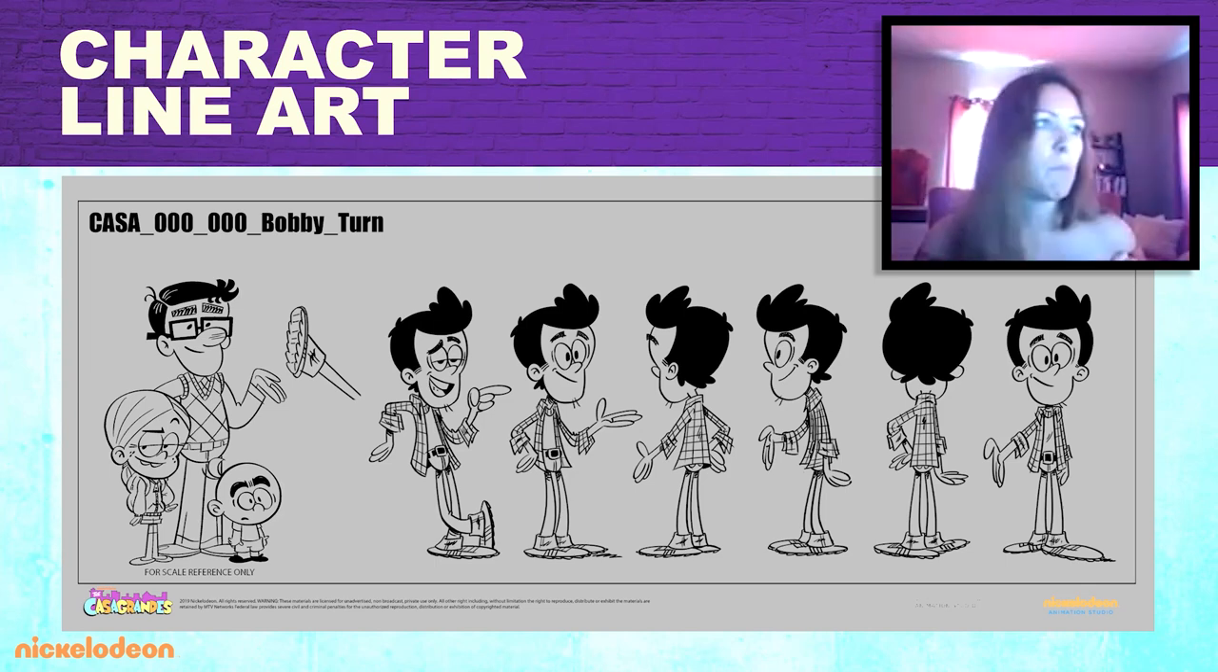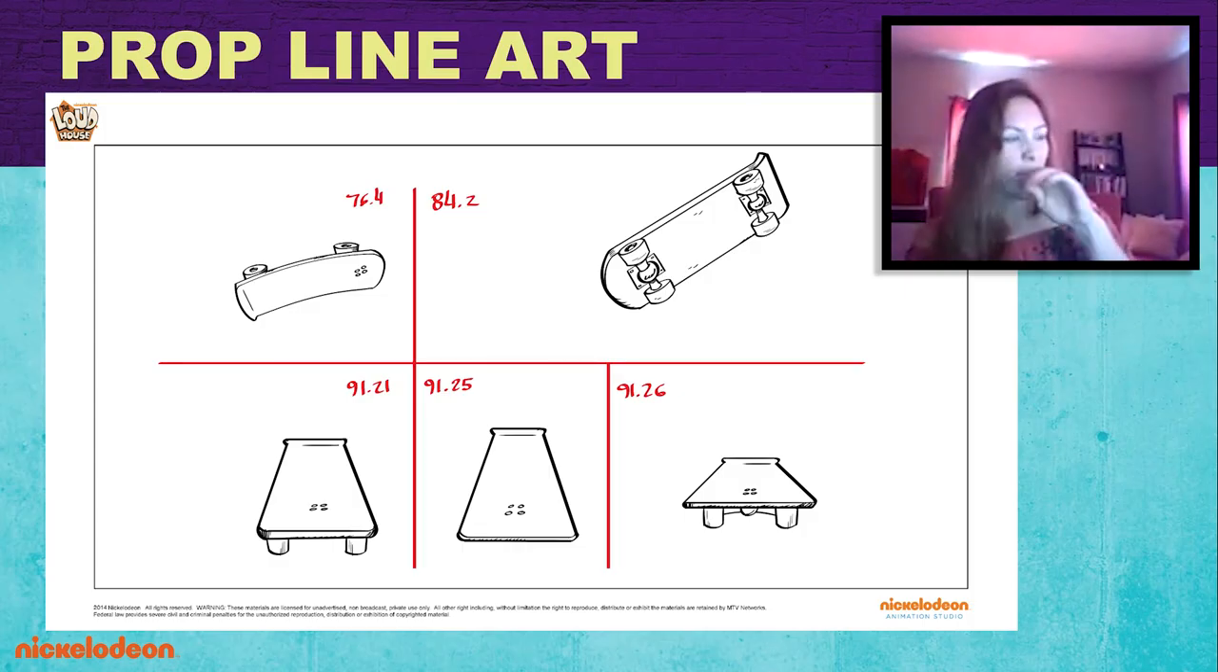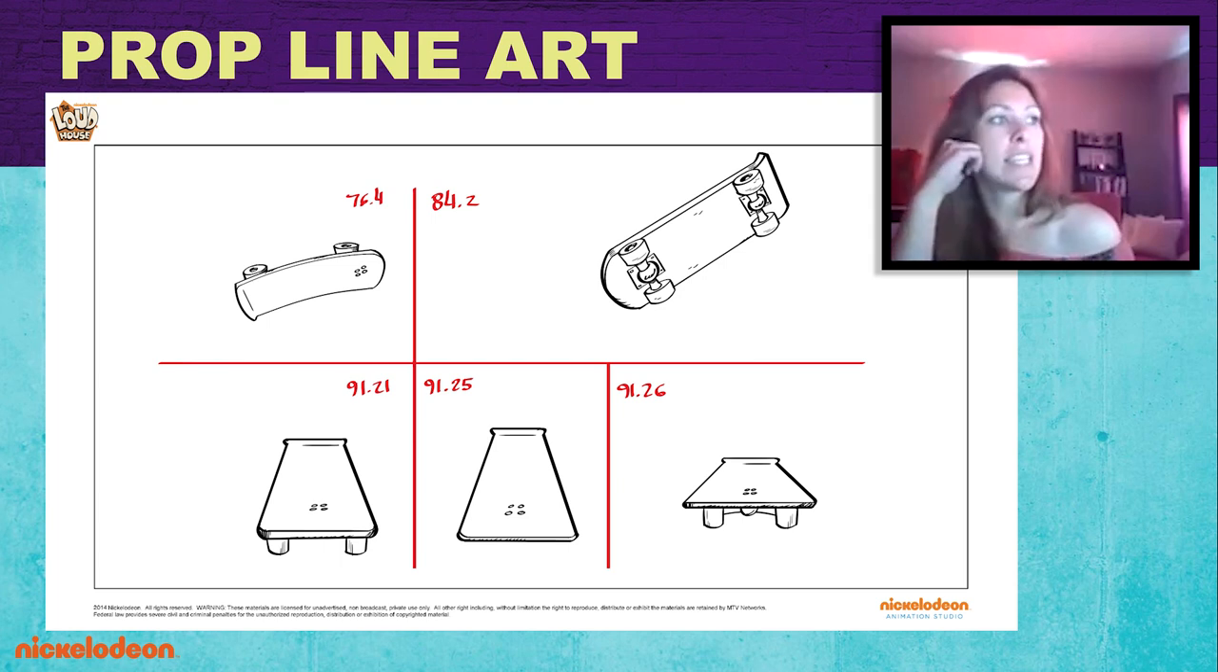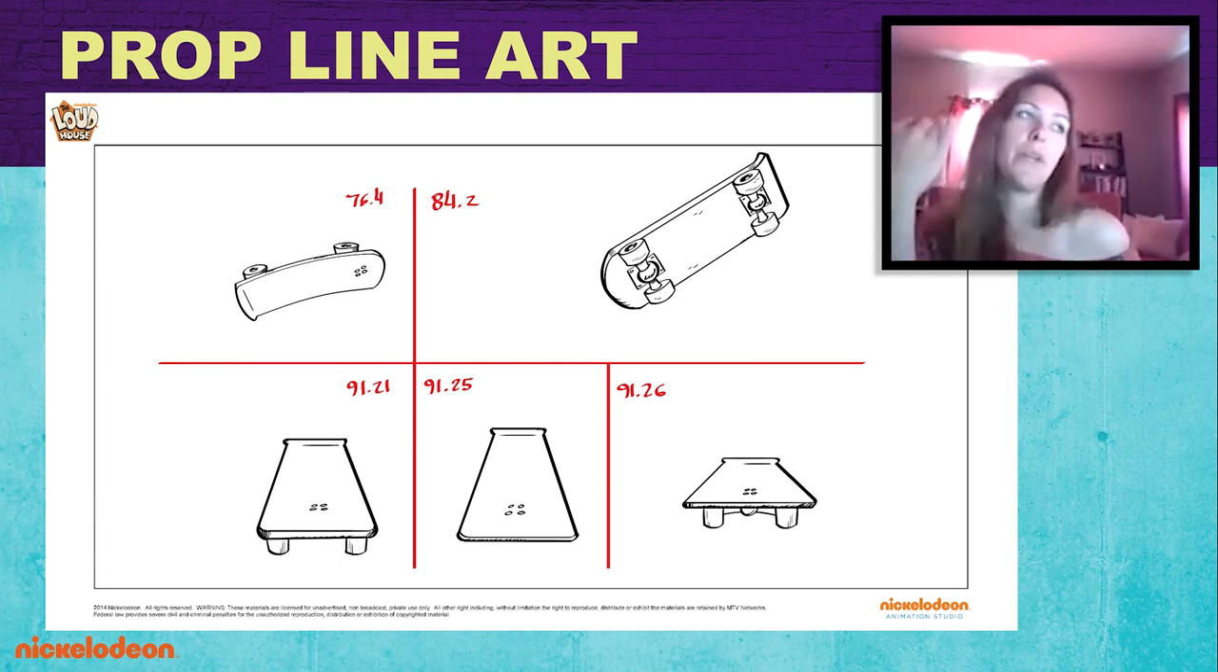And then I'm going to show you some props. So with 2D, a lot of times you don't actually have to get as detailed as this prop design is. Because if you draw from a three-quarter front, a three-quarter back, three-quarter top, three-quarter bottom, usually people can figure it out, right?